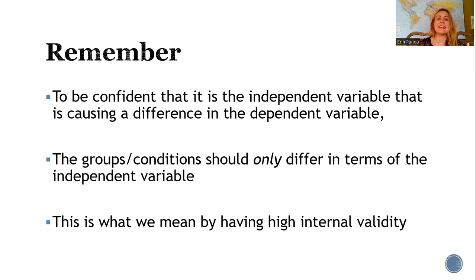Remember, to be confident that it's the independent variable that's causing a difference or a change in the dependent variable, the groups or conditions, those levels of the independent variable, should only differ in terms of the independent variable. They should be the same in terms of all other variables that we're not interested in. This is what we mean by saying that a study has high internal validity, where we've isolated just the variables that we're interested in studying so that we can ensure that other variables don't provide an alternative and equally likely explanation for the results.